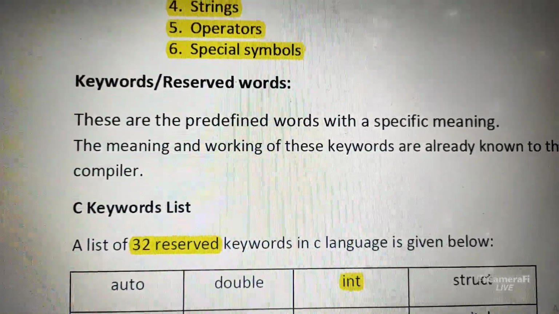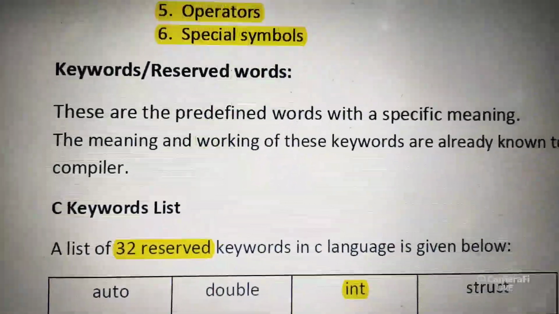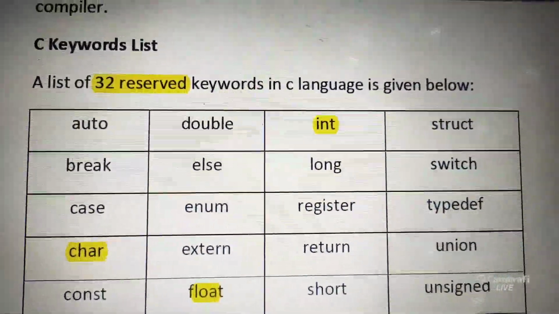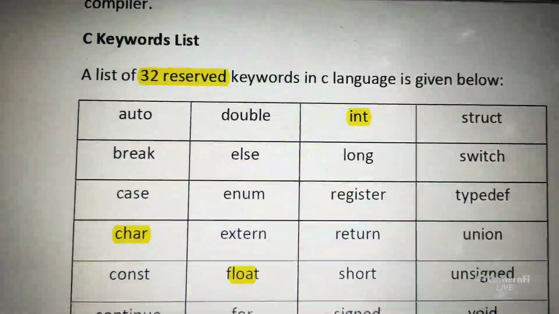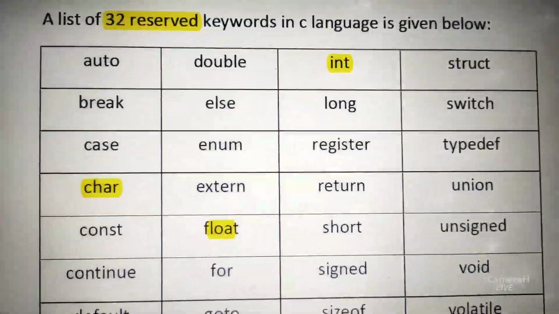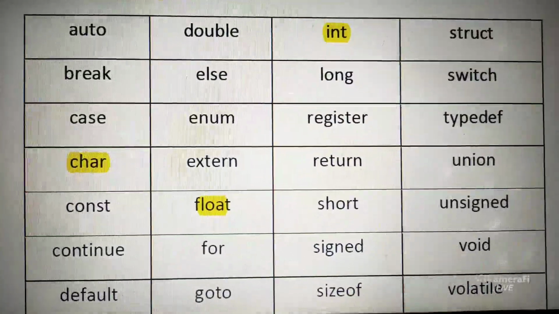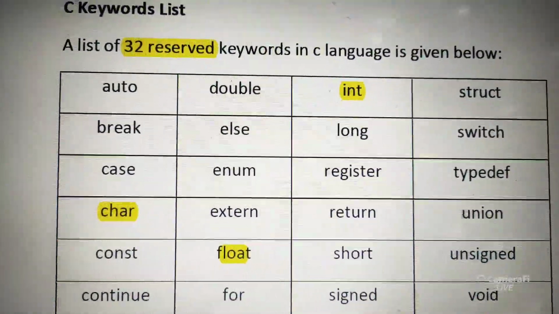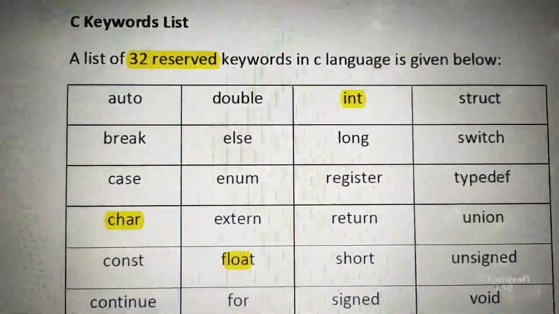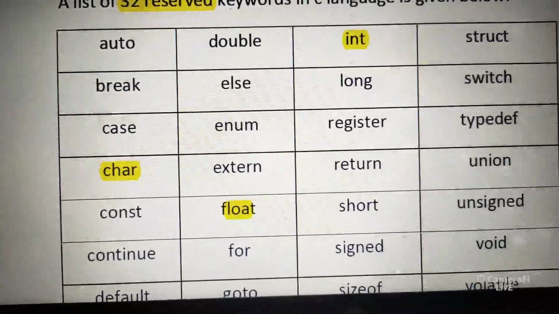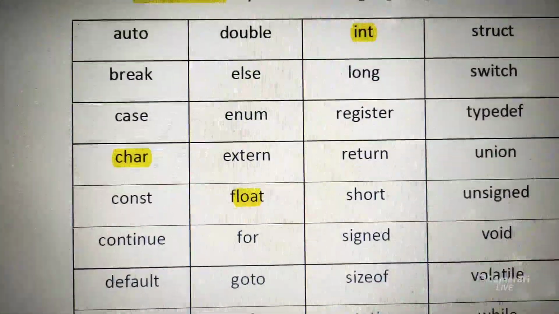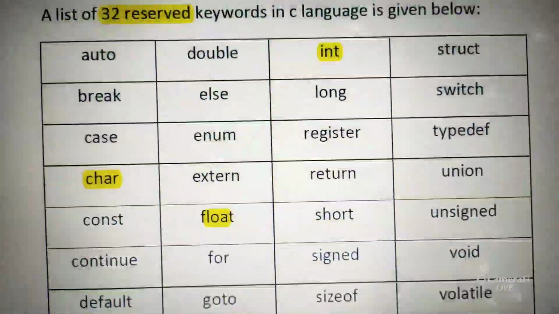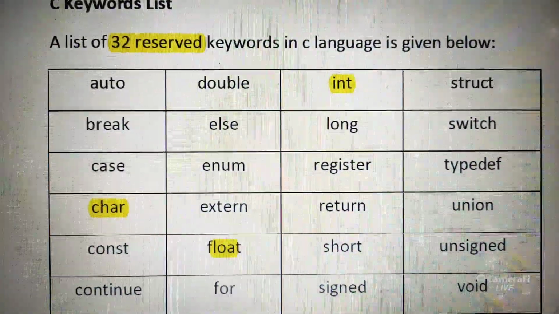And why are they called reserved words or keywords? The meaning and working of these words are already known to the compiler. For example, in our program we are using int, char, float. In the future we will be using many words; there are 32 keywords. There is no need to memorize them. By the end of the syllabus you will have learned all the keywords, such as int, float, short, and other things.